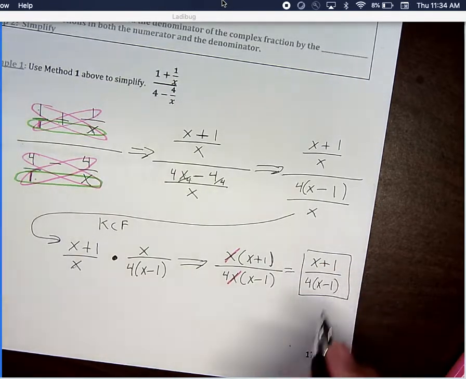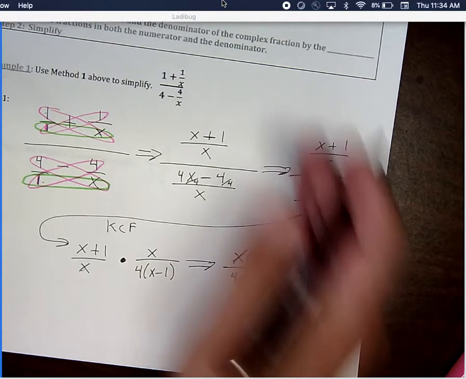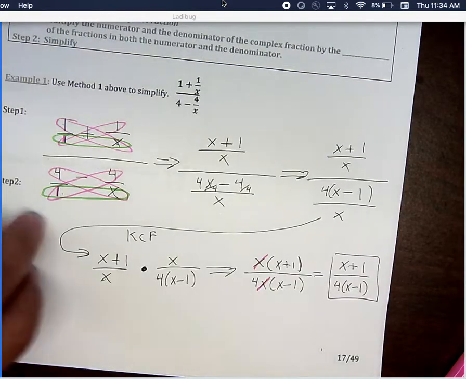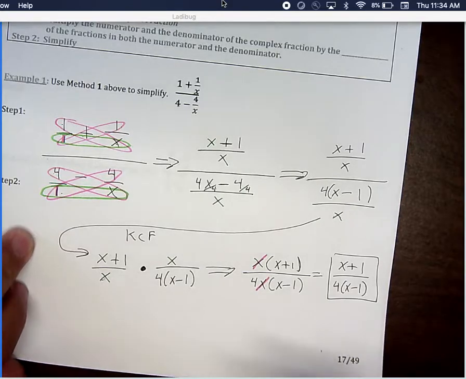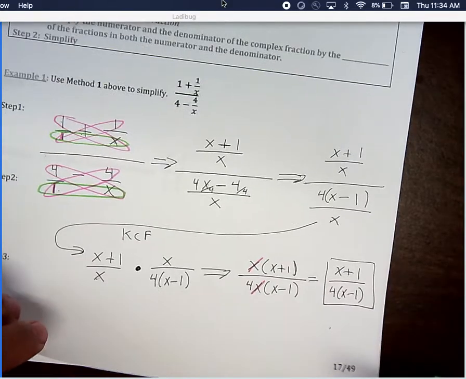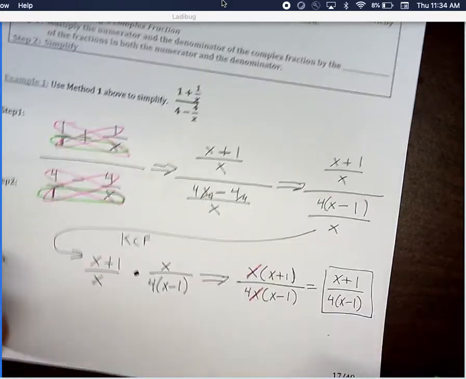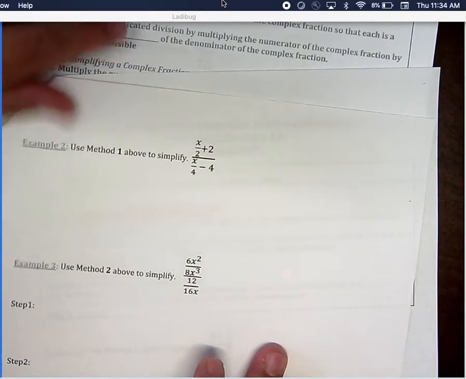That's the answer. So it's not that complicated. There's actually some very complicated ones, but I'm not going to include them in this assignment because you guys have a quiz also. So let's do this one.